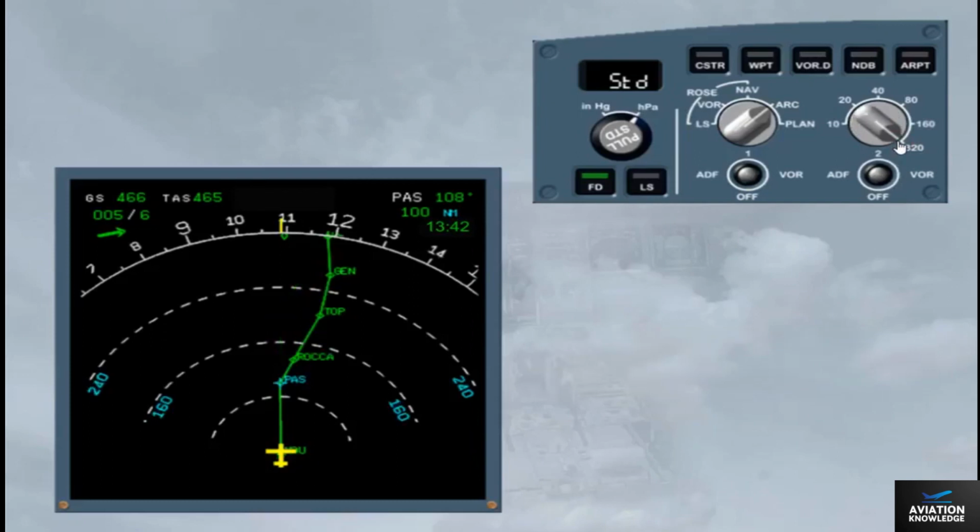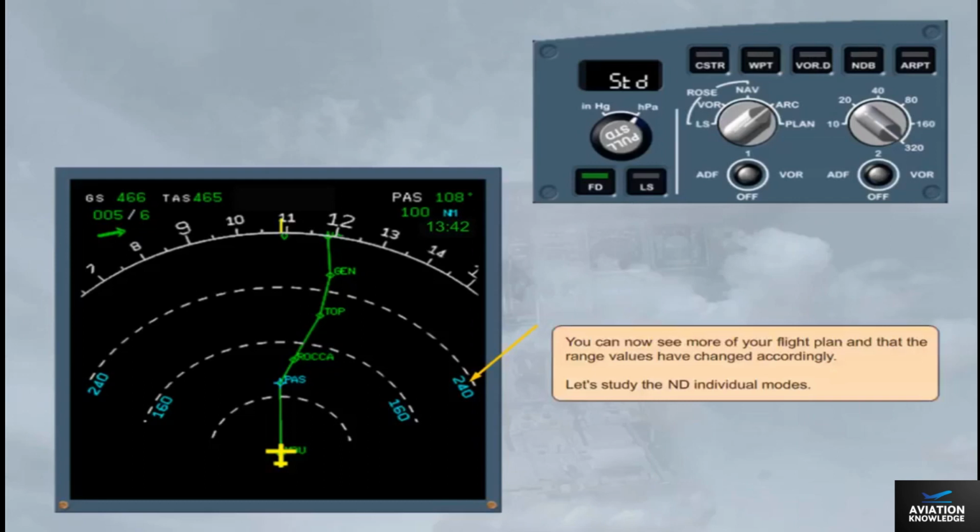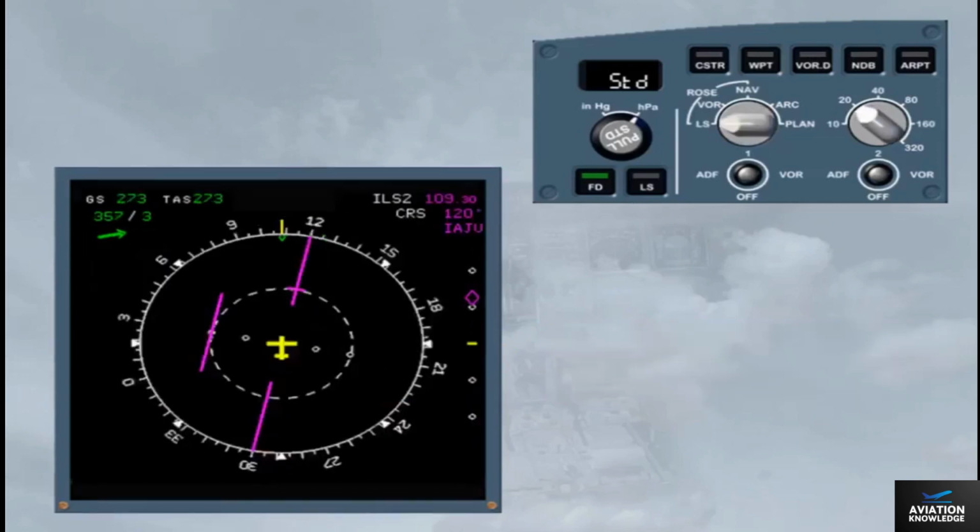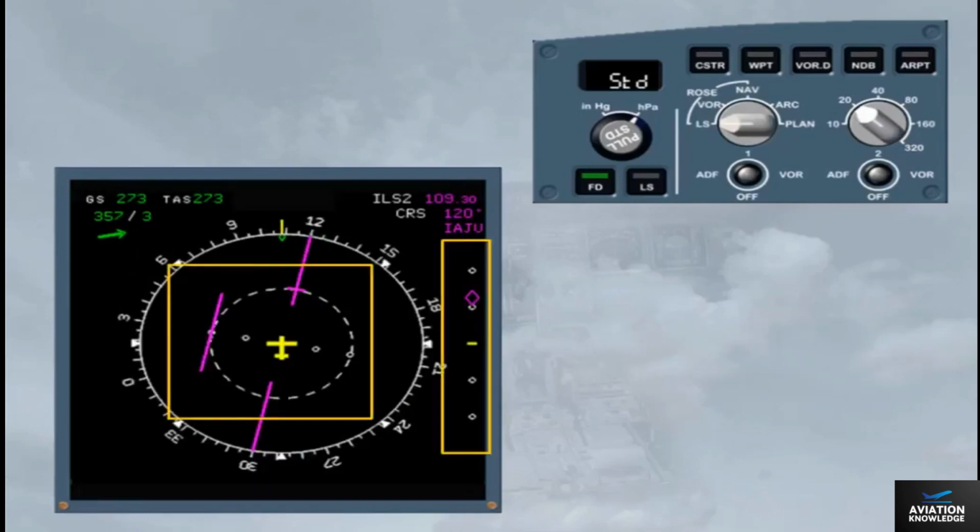You can now see more of your flight plan and that the range values have changed accordingly. Let's study the ND individual modes. The ROSE ILS mode is a raw data mode, providing standard localizer and glide slope deviation bars. Note, the full runway name of the MCDU selected approach will be displayed if, in the related FMS phase, the along track distance to destination is less than 250 nautical miles.